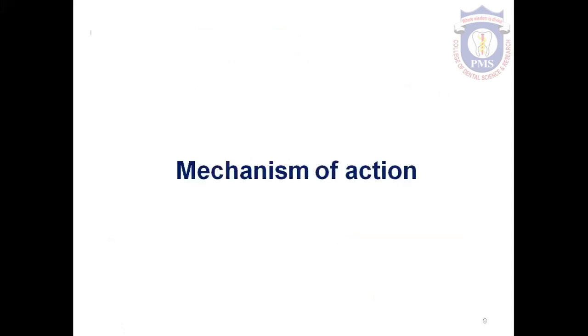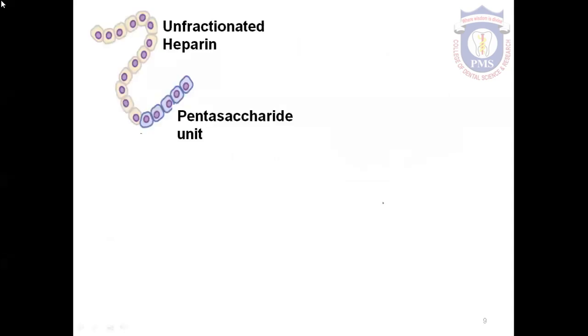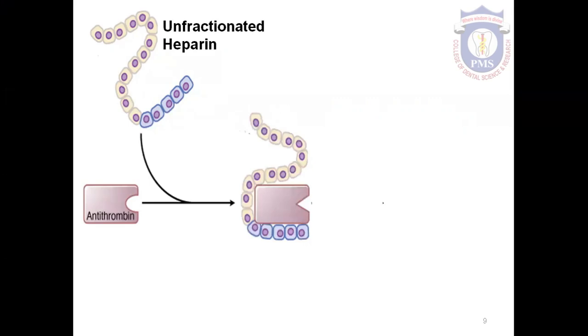Coming to the mechanism of action of heparin, we know that it is an indirect thrombin inhibitor. Usually we have unfractionated heparin, which is a high molecular weight molecule with 10,000 to 20,000 molecular weight. It has a pentasaccharide unit, which is the key part in its action. So heparin combines with antithrombin to form an antithrombin-heparin complex. It actually forms a scaffolding over antithrombin and also changes the binding site of antithrombin.